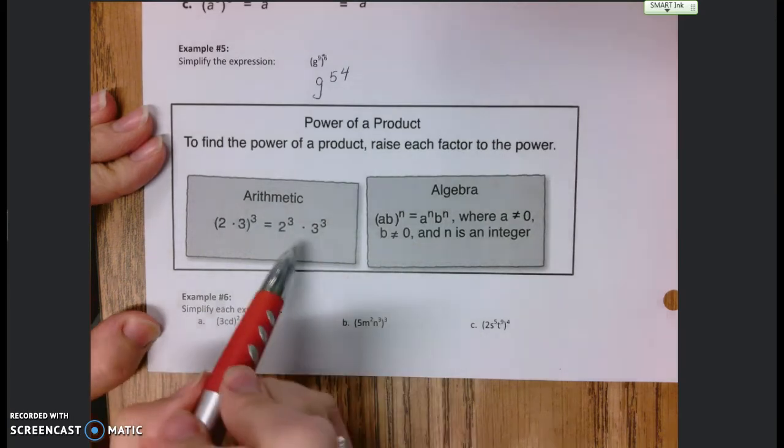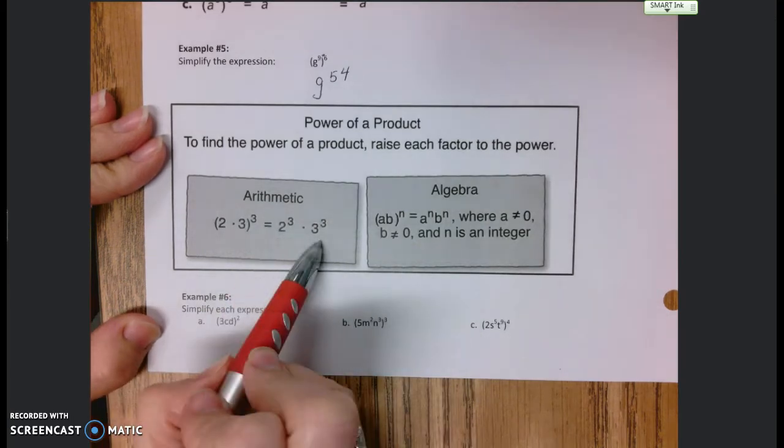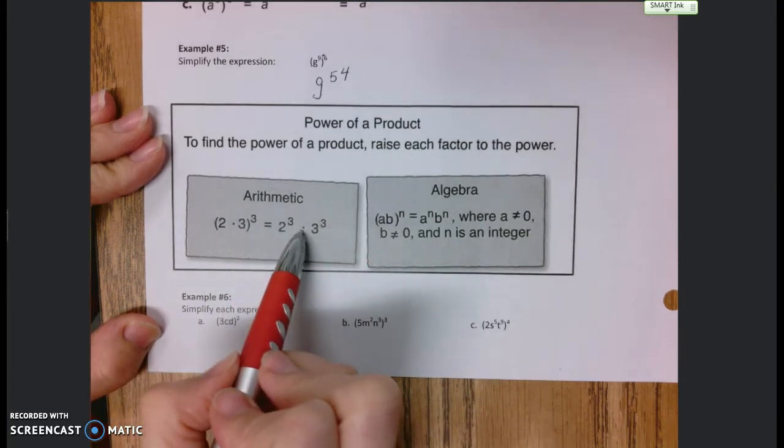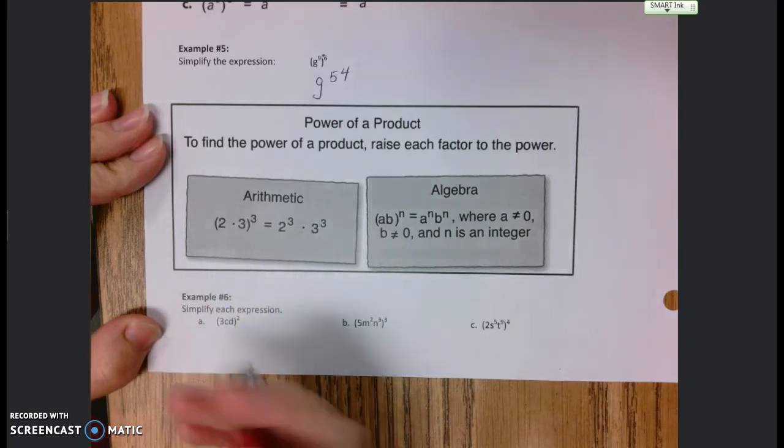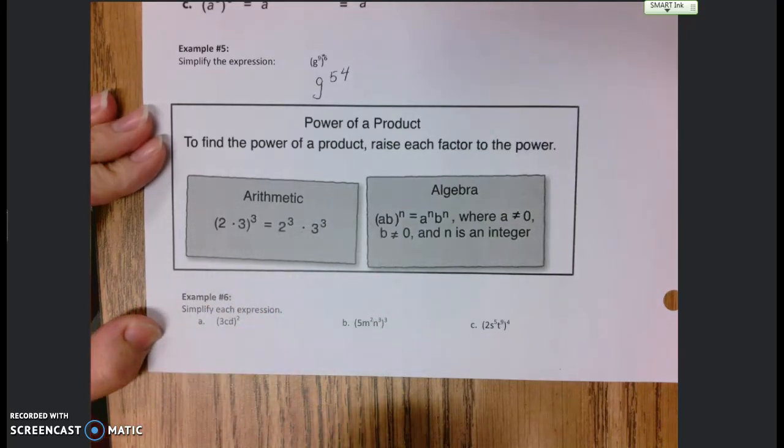I then cannot apply laws of exponents here, because this is multiplication between unlike bases. I can't combine this any further. The only way I could actually combine it is if I was to do 2 to the third and 3 to the third and then multiply those 2 answers.